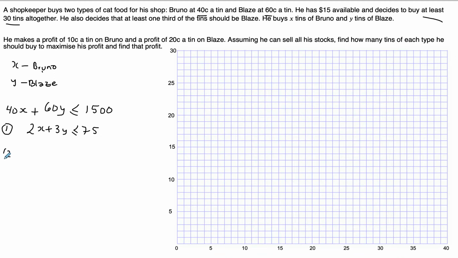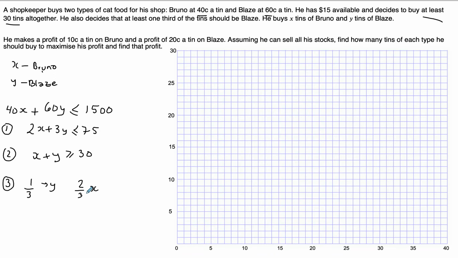The second inequality is that he has to buy at least 30 tins altogether. So a combination of x and y should be at least 30. So this is the combination we're looking at. And then the last one is slightly complicated. The last condition is that at least 1/3 of the tins should be Blaze. So 1/3 of the tins should be the y, which means that 2/3 should be x.